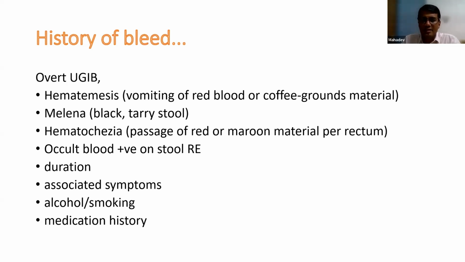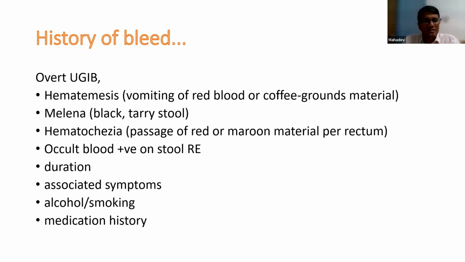If it is black or tarry, tarry means it may be a continuous bleed. If it is black and intermittent, maybe it is an upper GI bleed which is coming out one or two days later. And the patient may have been bleeding for one or two days if it is coming intermittently. But if it is coming continuously, the patient may be bleeding heavily. Hematochezia is passage of red or maroon material per rectum, that is fresh blood. Usually it says it is from the lower GI.